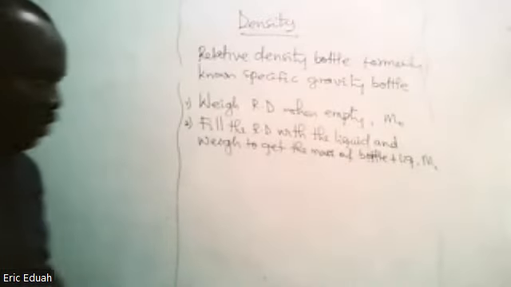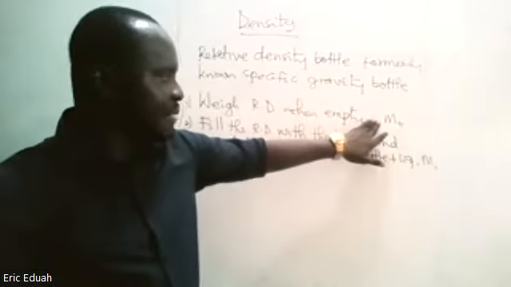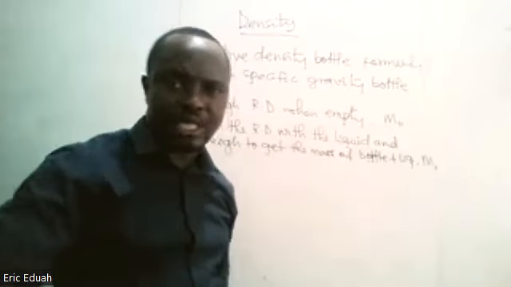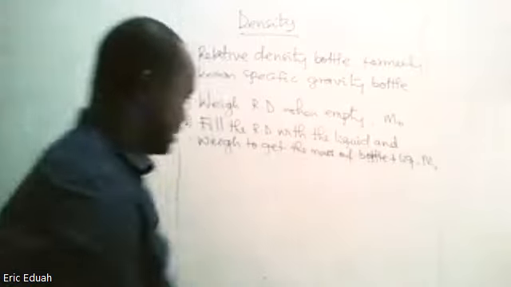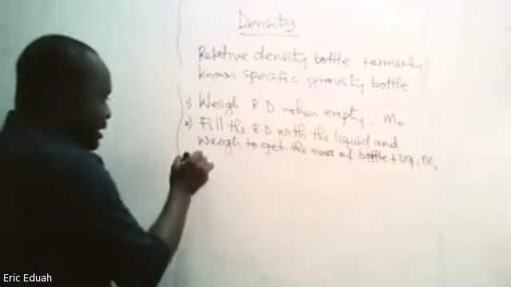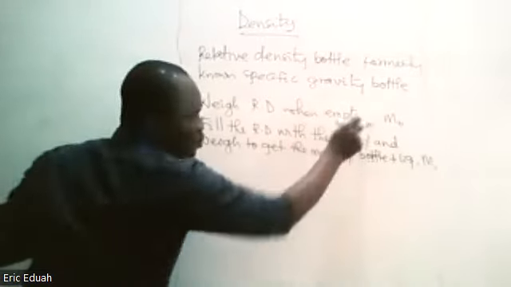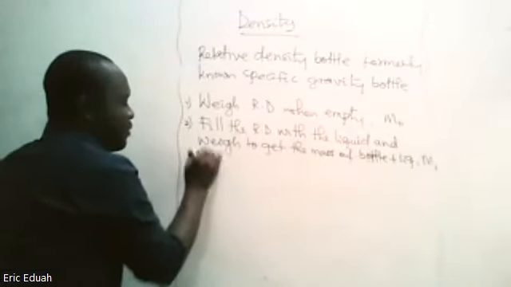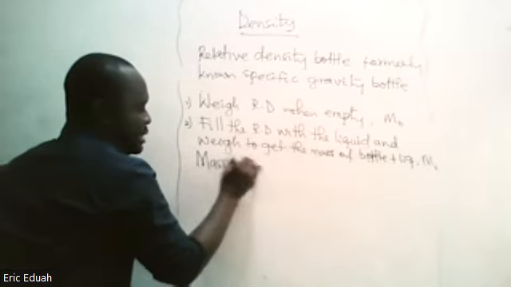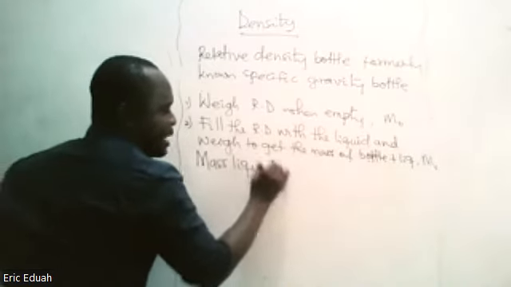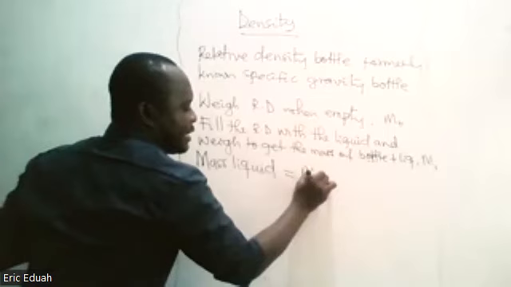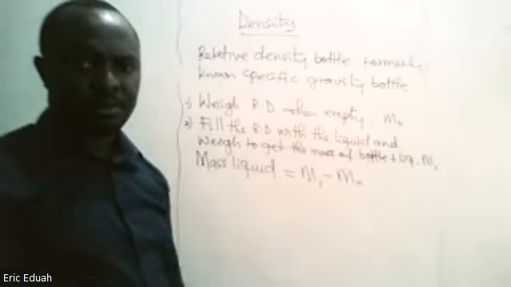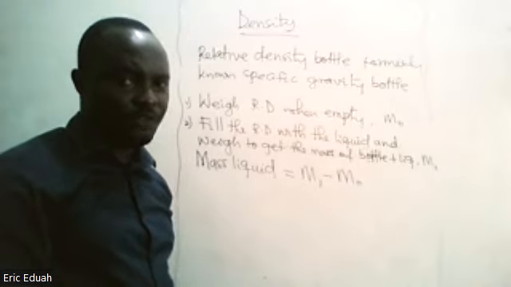Okay, so now we have the mass of the empty bottle, we have the mass of the bottle plus the liquid whose density is to be determined. All right. Therefore, with these two, you can easily calculate the mass of liquid. And the mass of liquid becomes M1 minus M0. Please, are we following?